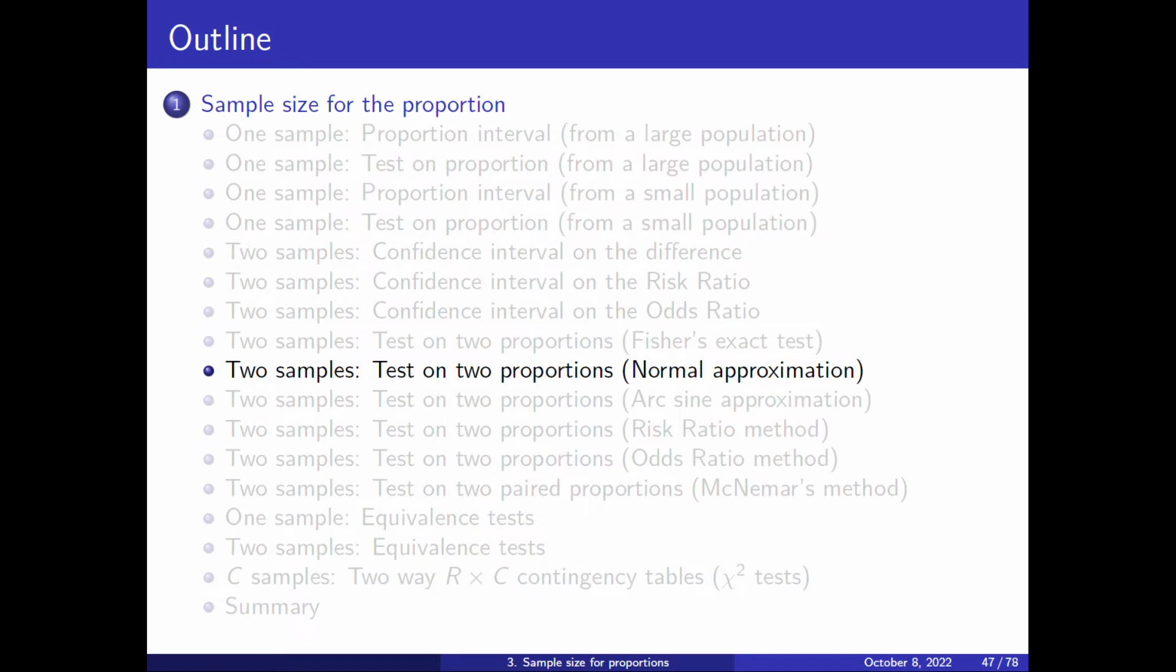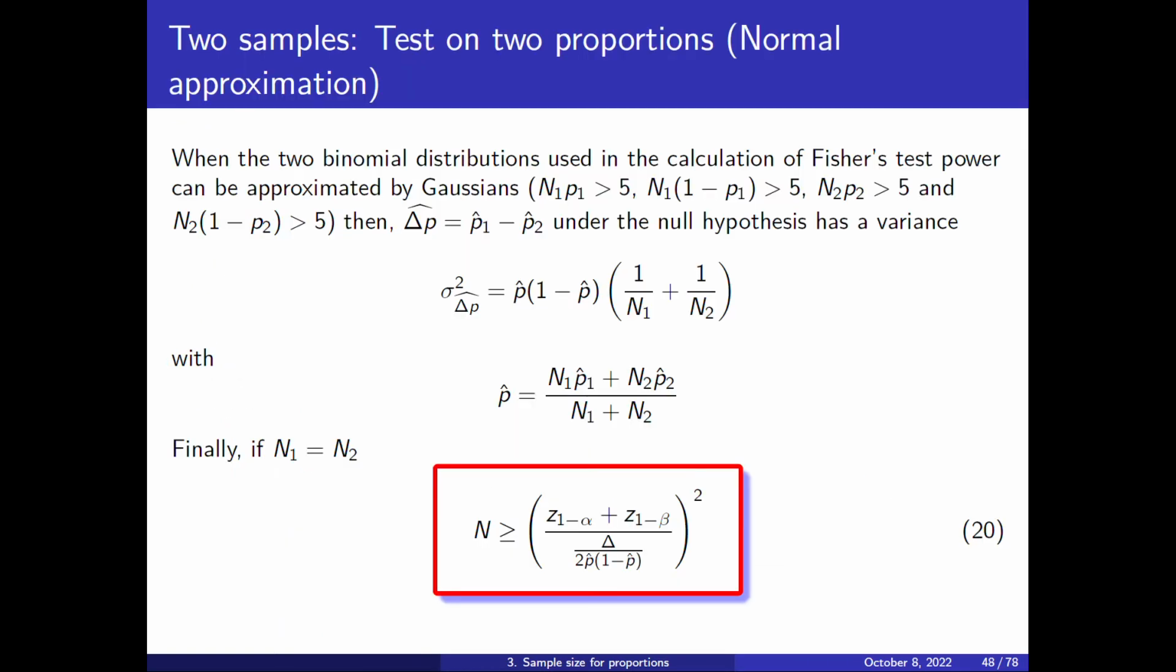Okay, so we all agree that those calculations look complicated, so let's see if there are some approximations. The first one is the normal approximation. The normal approximation is fulfilled when n1 p1 is larger than 5, n1 times (1 minus p1) is also larger than 5, and the same for the second group.